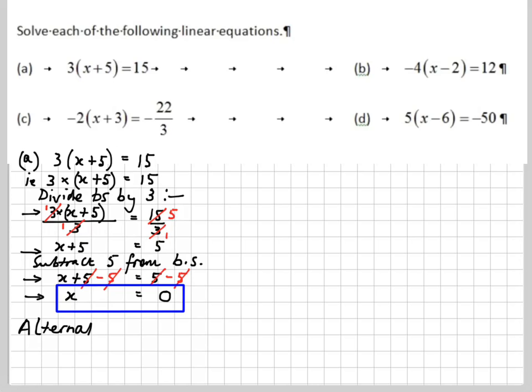And if you plug in 0 for x into that original equation, you will see that it works. Okay? Here comes the alternative approach, which I alluded to a moment ago. We're going to multiply out the bracket. Okay, so 3 times x plus 3 times 5 equals 15.